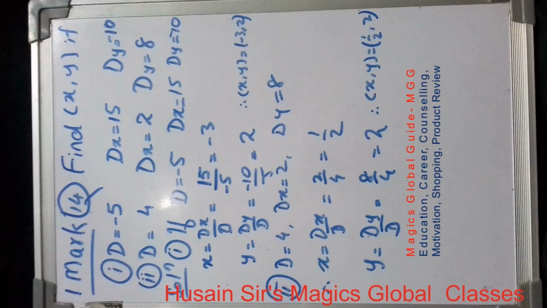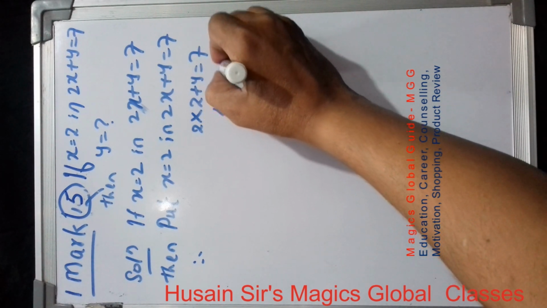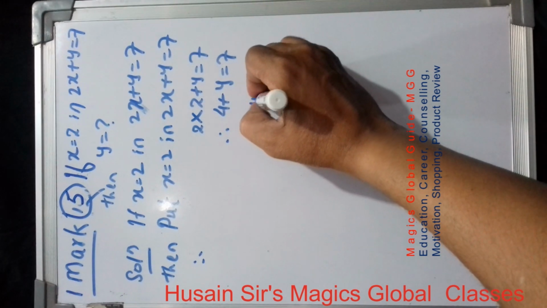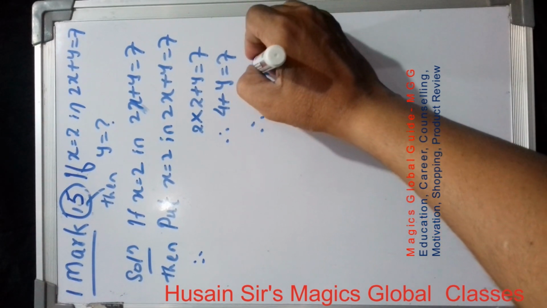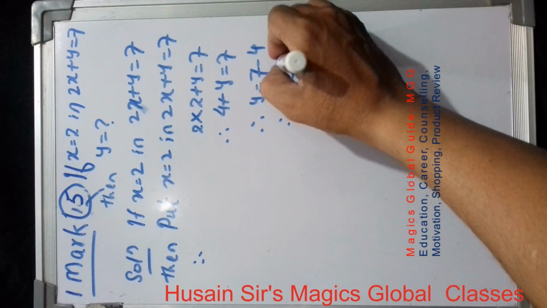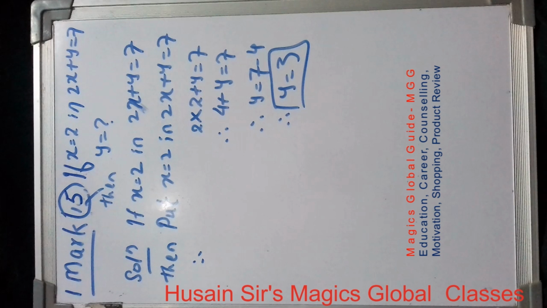The last question in this 1 mark series we have: if 2x plus y is equal to 7 and x is equal to 2, then what is the value of y? So simply we have to substitute the value of x is equal to 2 in the equation 2x plus y is equal to 7. Therefore it becomes 2 multiplied by 2 plus y is equal to 7, that is 4 plus y is equal to 7, that is y is equal to 7 minus 4, therefore y is equal to 3.